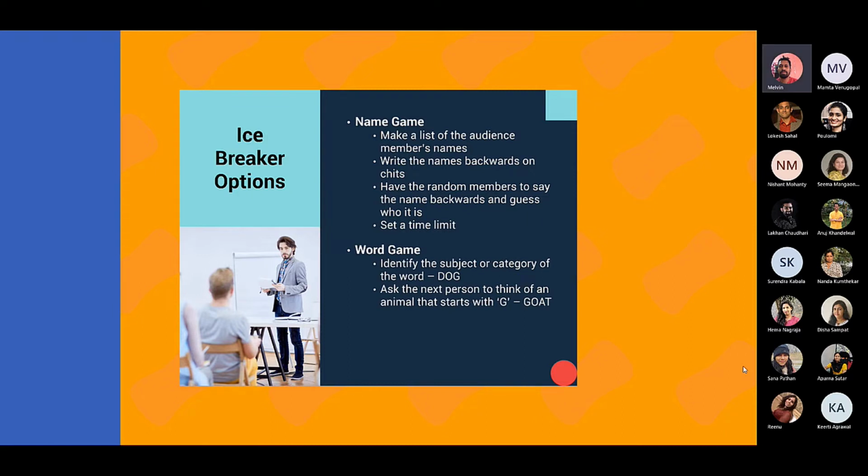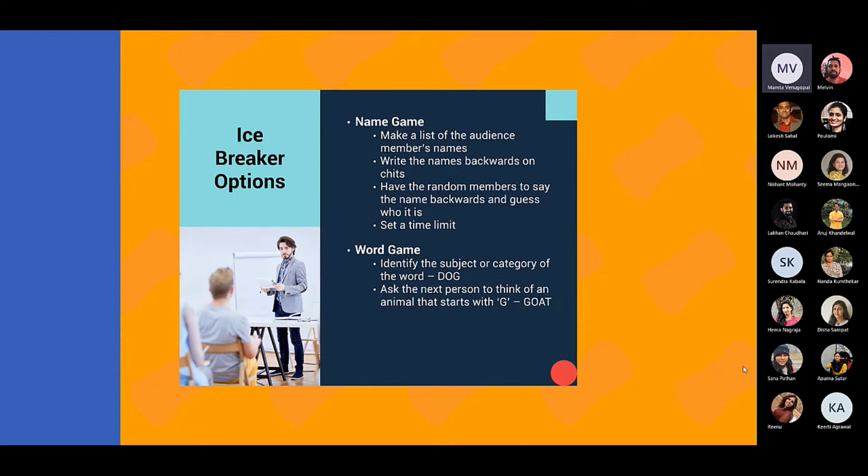We'll take over from here. All right. Next, we have the word game. What we do here is first you have to come up with a category or a subject of a word. We've taken the example of a dog. Then you ask the next person to think of an animal that starts with the last letter of the word dog. In our example, it's G. And the animal can be goat.